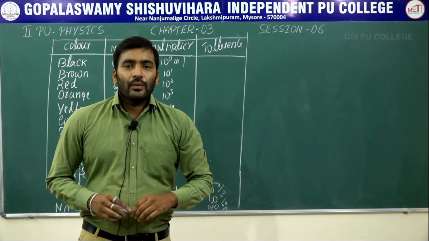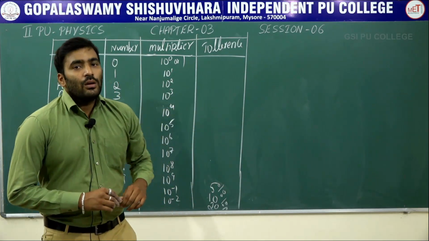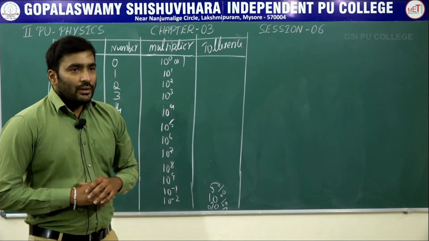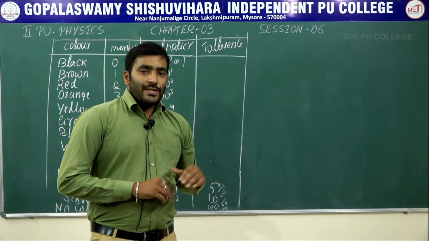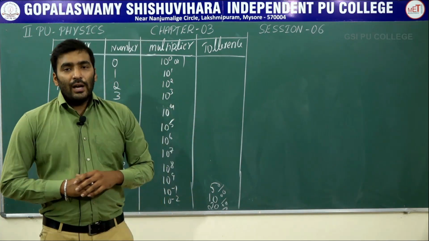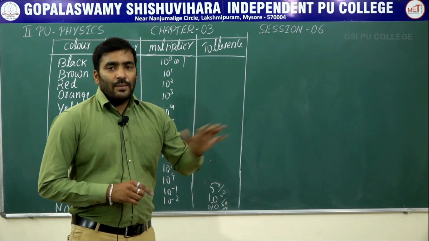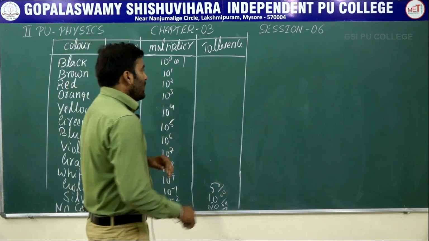Hello students, in my last class I discussed the color coding of resistors, and how to find the value of resistance if the color sequence is given. In this class, which is a continuation of the same part, let us recapitulate initially.